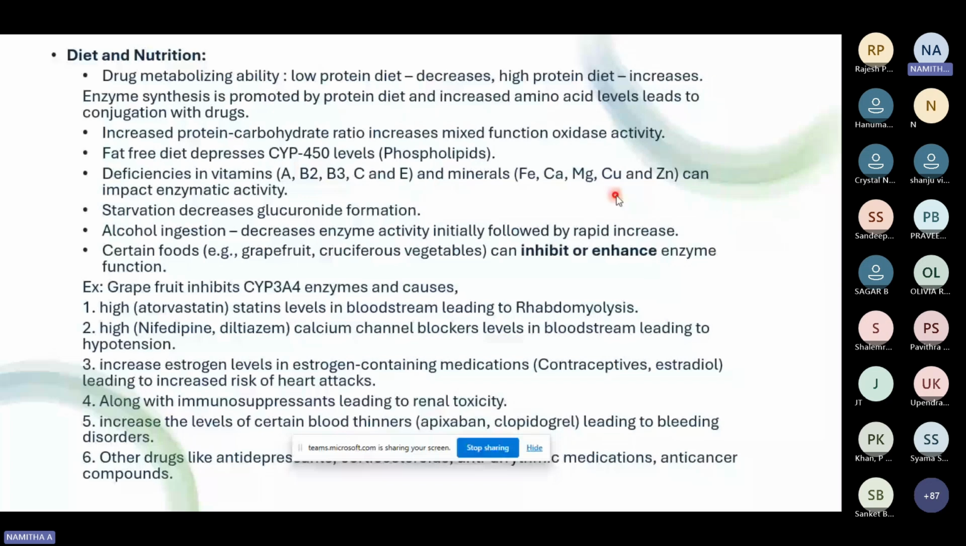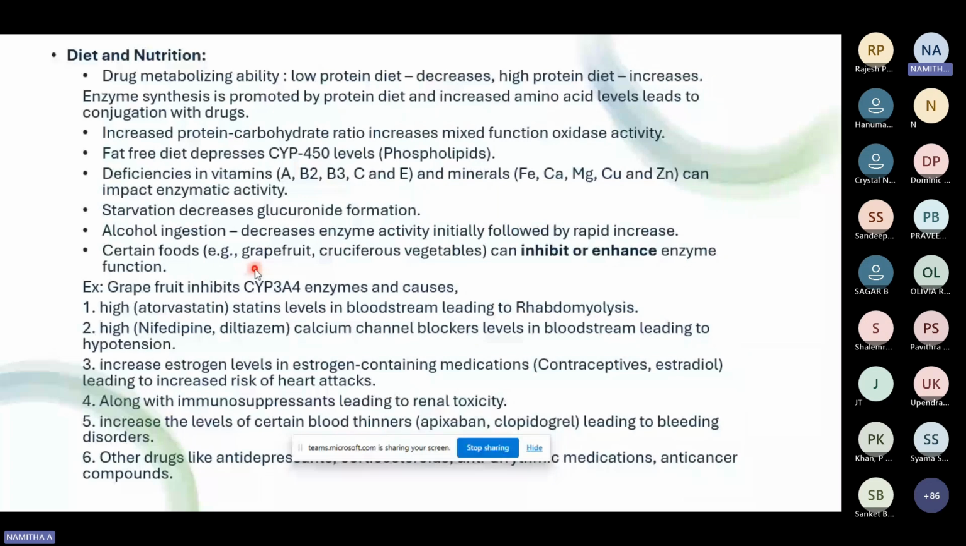Starvation decreases the glucuronide formation. Alcohol ingestion decreases the enzyme activity initially, followed by a rapid increase. Certain foods like grapefruit, apple juices and orange juices, and cruciferous vegetables can inhibit or enhance the enzyme function.